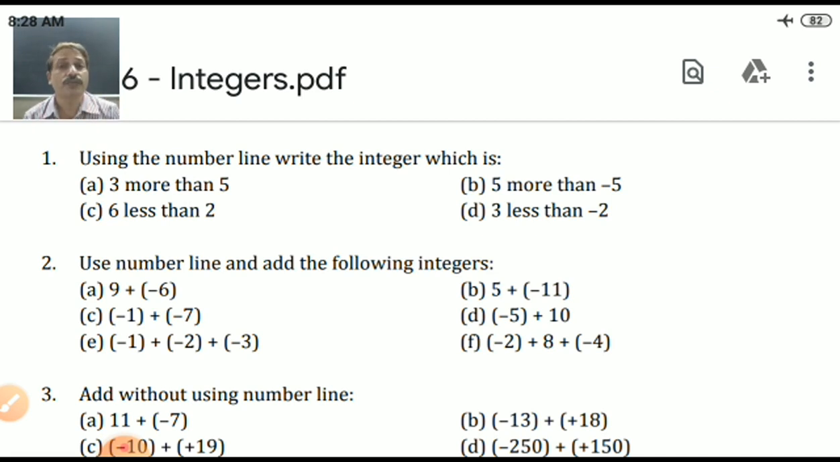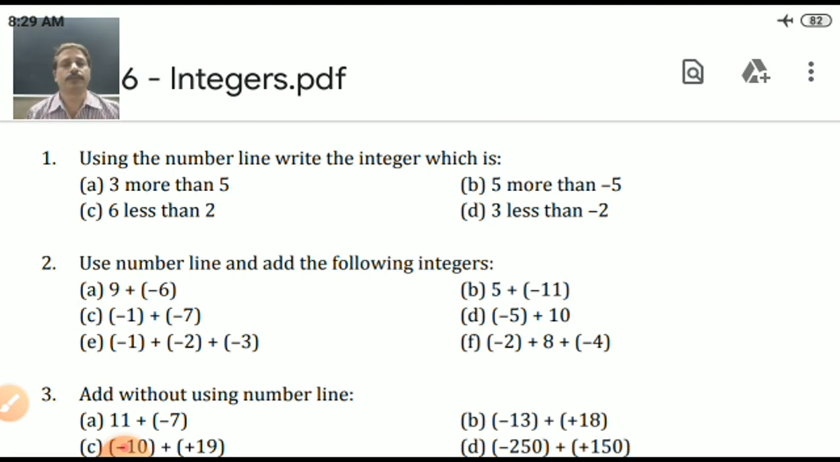See the next question. 5 plus -11. दोनों नंबर पॉजिटिव नेगेटिव, तो सब्ट्रैक्शन होगा बेटा. बड़े में से छोटे को माइनस करो. 11 में से 5 गया, कितना बचा बेटा? 11 में से 5 गया 6. Yes, correct. You are right. But what the sign will come here? Yes, you are right. Minus 6 is the answer because 11 is a bigger number and 11 has the minus sign.